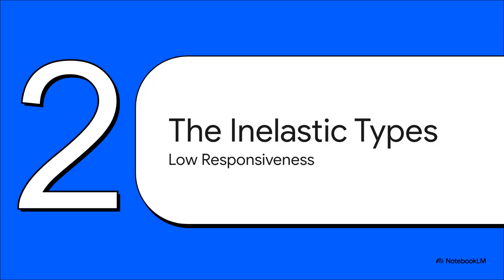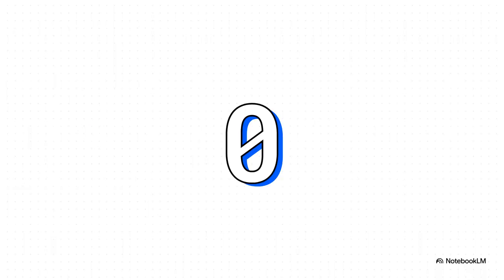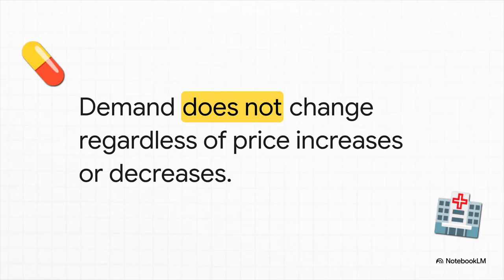Section 2. The inelastic types. Low responsiveness. We're starting right here, at absolute zero. Now, I want you to imagine a scenario where price means absolutely nothing to a buyer. A scenario where the responsiveness is completely non-existent. No matter what that price tag says, the buyer's reaction is exactly the same. And this brilliantly illustrates that concept. Perfectly inelastic demand. Right here, elasticity equals zero. The quantity demanded does not change one single bit, regardless of price increases or decreases.